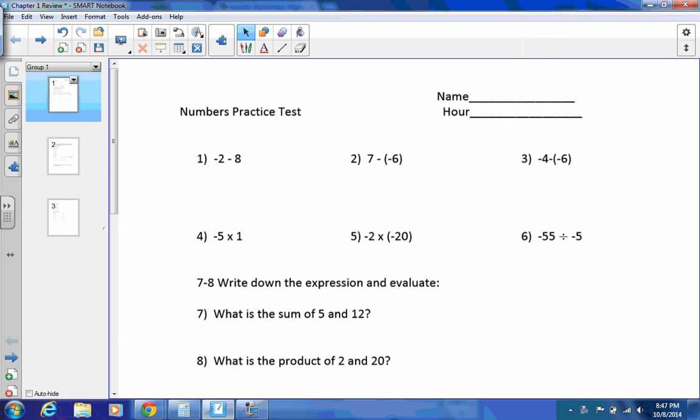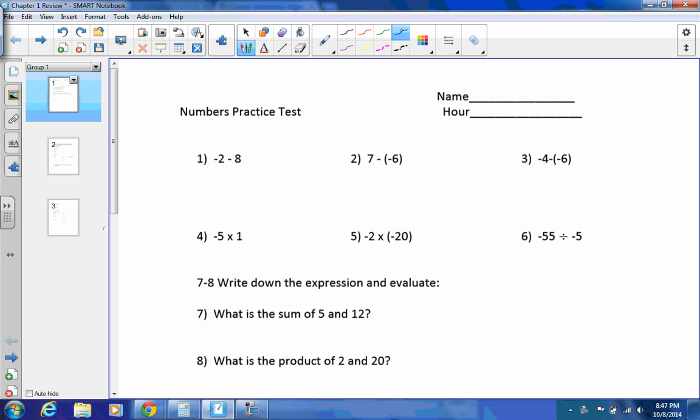Alright, so this is your answer key video for the practice test for Unit 1, which is all about numbers, if you remember. So, we're going to start off with numbers 1 through 6, which is really just a review of subtracting, multiplying, and dividing of different kinds of integers.